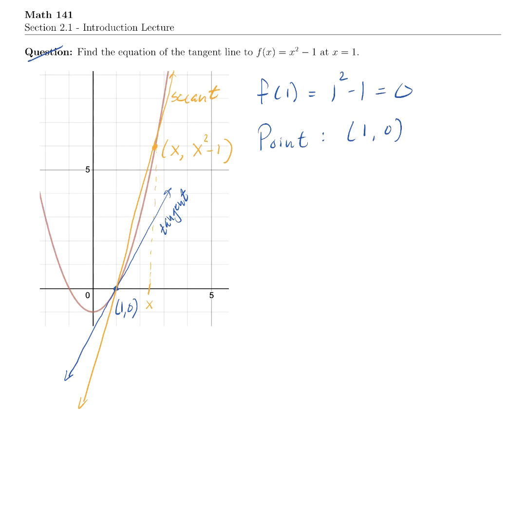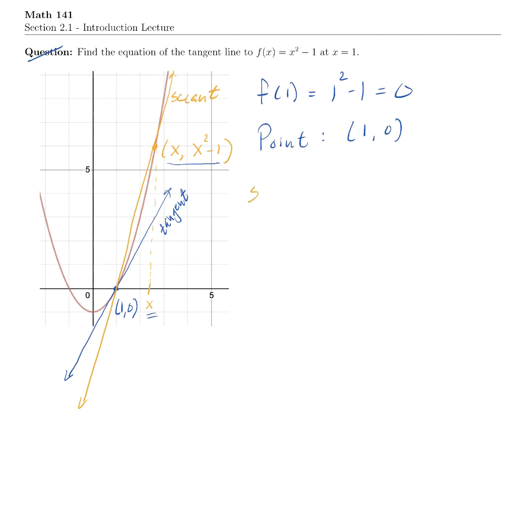But I don't have enough information to go ahead and find the equation of that line. I only have one point on that line. So I went ahead and drew a general secant line to this curve as well. I went to a random x value right here, went up to the curve. That point then has coordinates x and the output of the function, which is x squared minus 1. And I can find the slope of that secant line. So let's go ahead and do that.